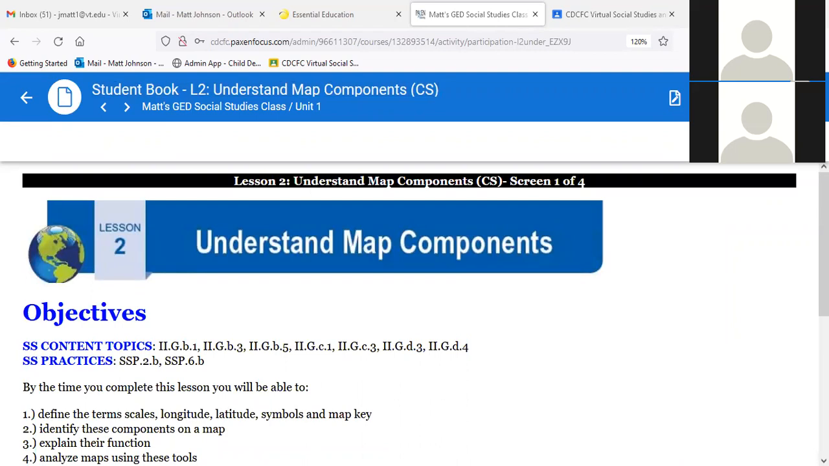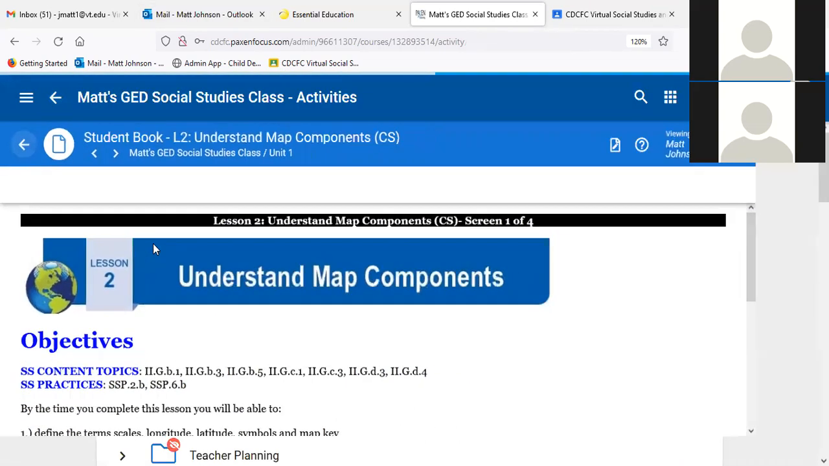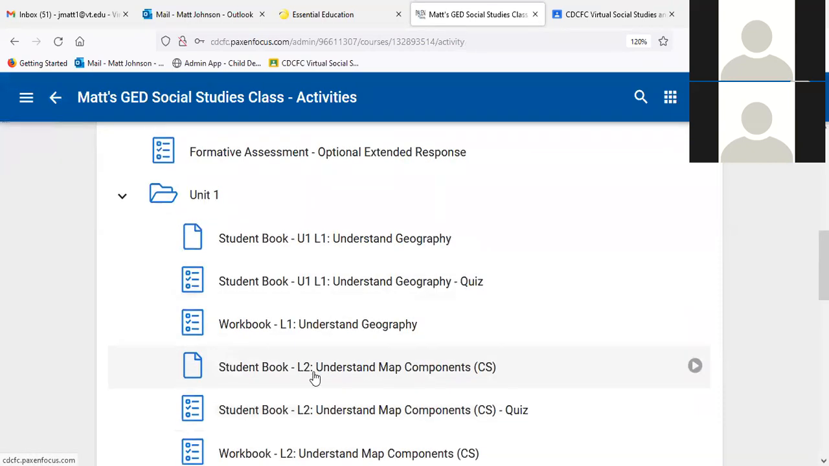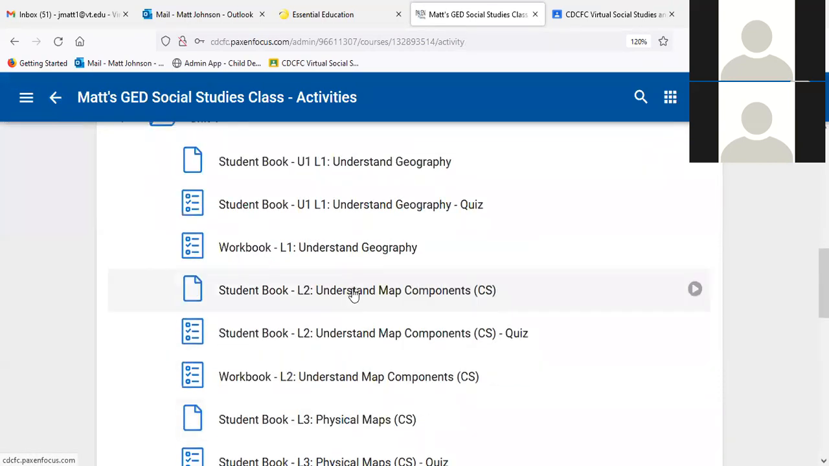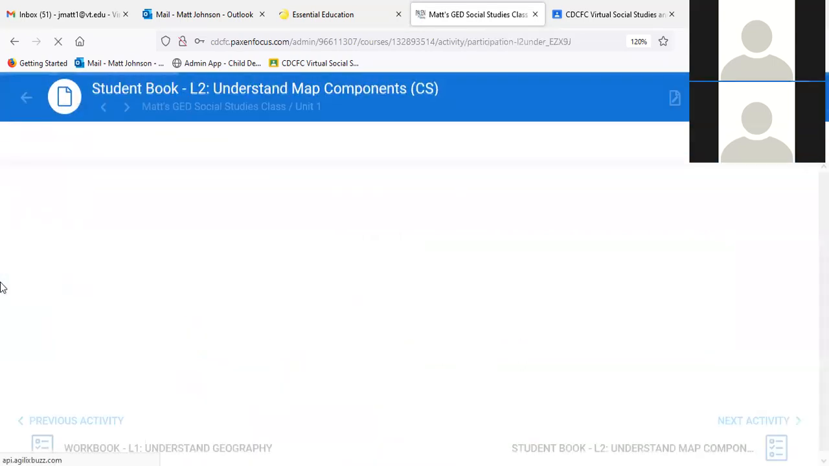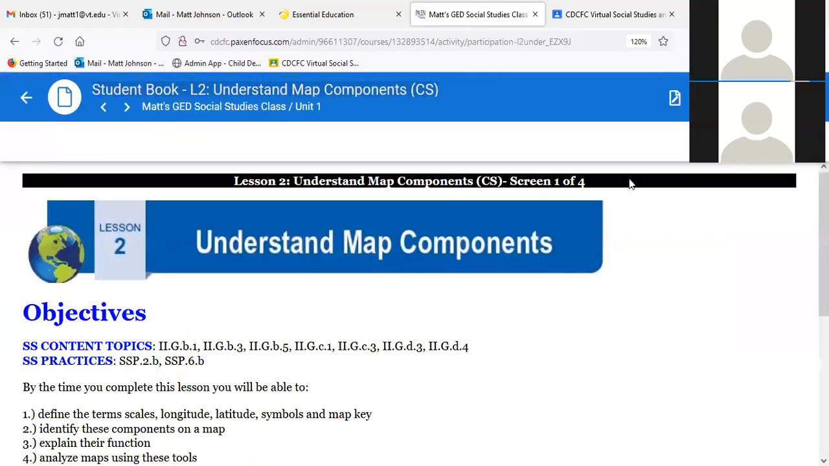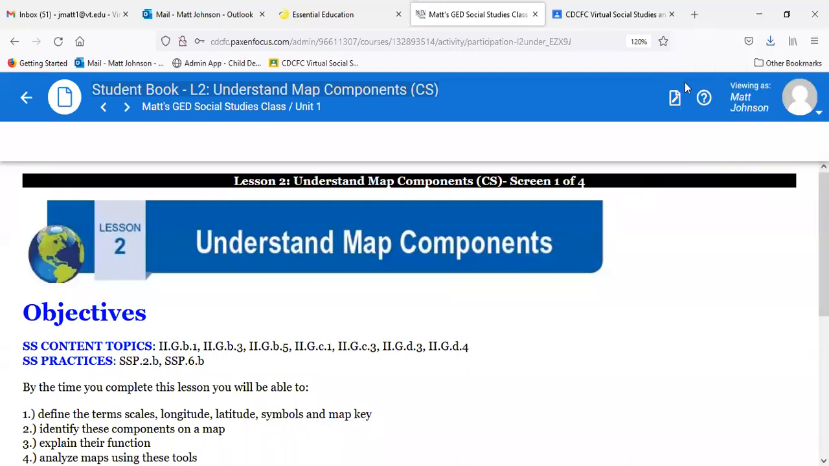What is going on here? So that's student book lesson 2? This is, yeah, student book. Lesson 2, understand map components. Okay. So I have to pull up the. Okay, here we go.